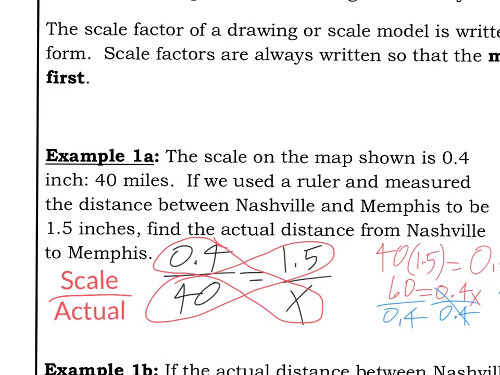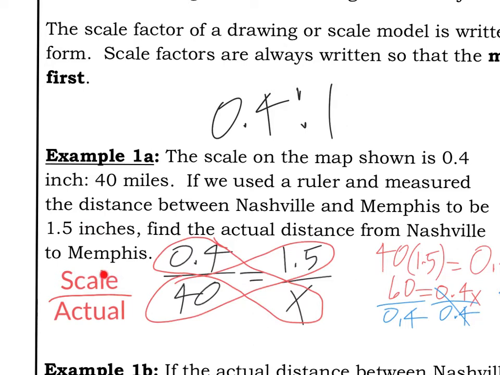The scale factor is given. It's funny, it says it's unitless, but I take these examples from the book. The first example says it's 0.4 inch to 40 miles. So really you'll just see it written like this, 0.4 to 1. But I digress. It says, if we use the ruler and measured the distance between Nashville and Memphis to be 1.5 inches, find the actual distance from Nashville to Memphis.